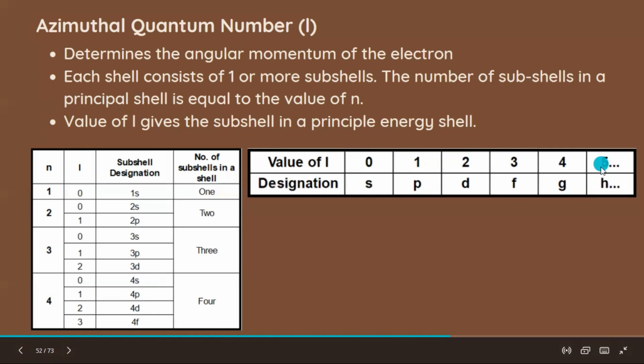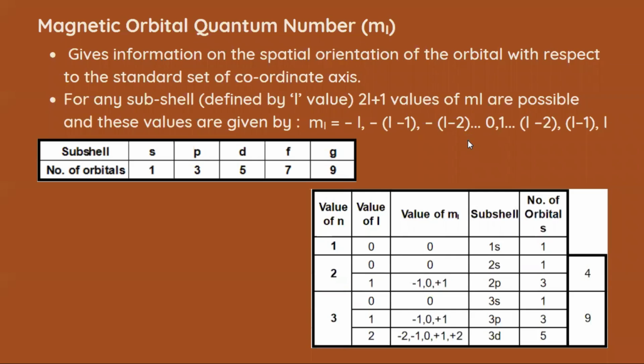The next quantum number we are going to be discussing is the magnetic orbital quantum number. When scientists figured out that electrons have an electrical charge associated with them, there is always going to be a magnetic field associated with it as well. So the magnetic orbital quantum number gives the information regarding the spatial orientation of the orbital with respect to the standard set of coordinate axes.